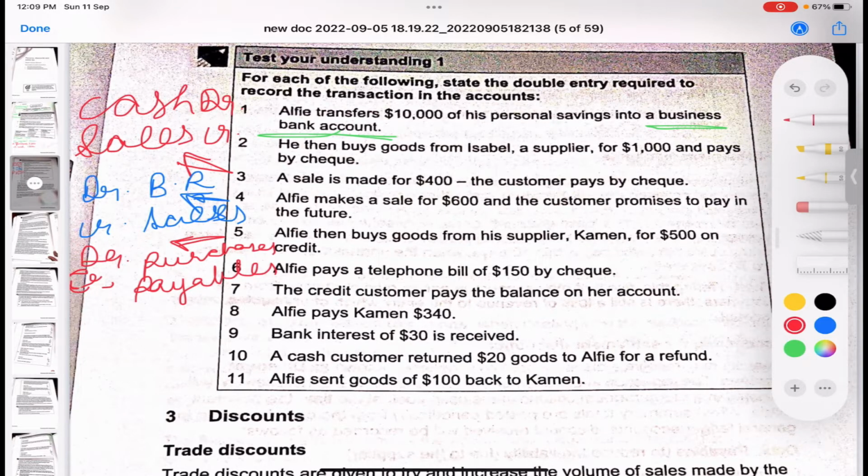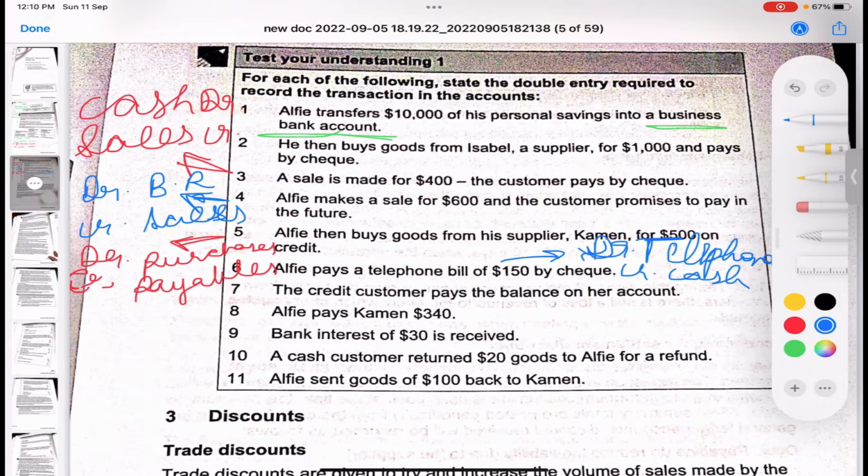Okay, next. Alfie pays a telephone bill of $150 by check. So he's paying the telephone bill by check, right? So cash is reducing and expense is increasing. So telephone expense gets debited and cash gets credited. So this is nothing but you debit the telephone expenses and you credit cash because the cash reduces.